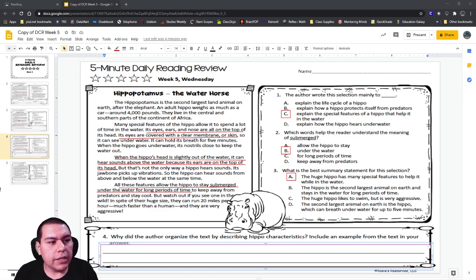But he could have given us all the facts all together all at once. Why would the author decide to write them one by one? Well, again, he could have talked about everything at once, right? He still would have given us all the facts, all the information. How does it help talking about them one by one? Who can help out Bella? How does it help them by talking about the features one by one? Violet?